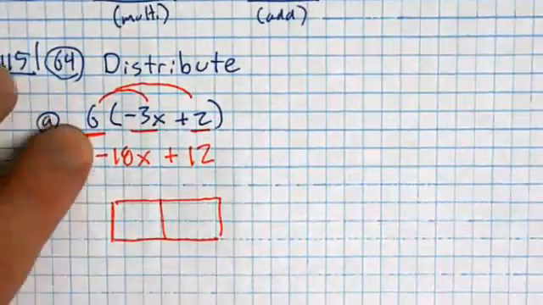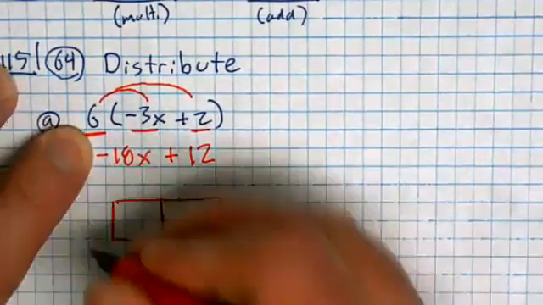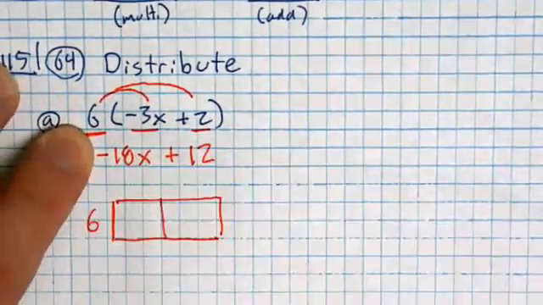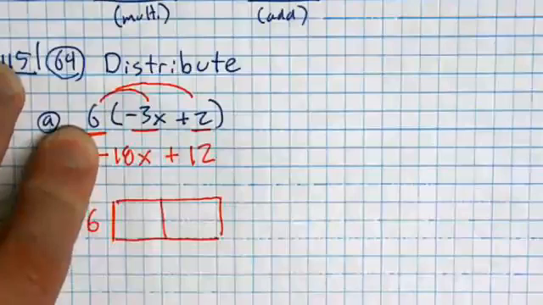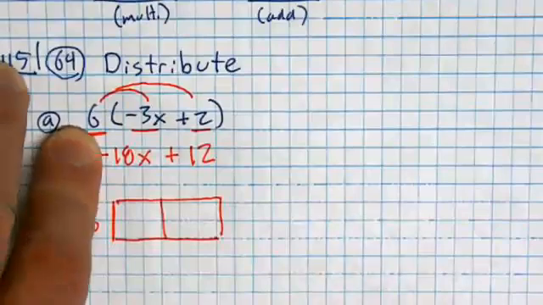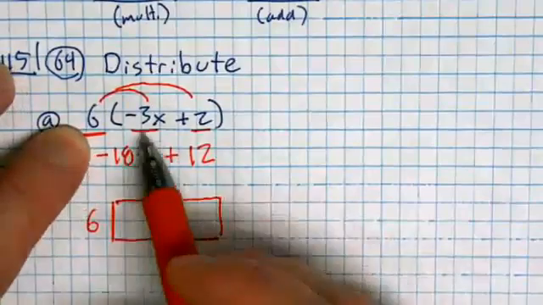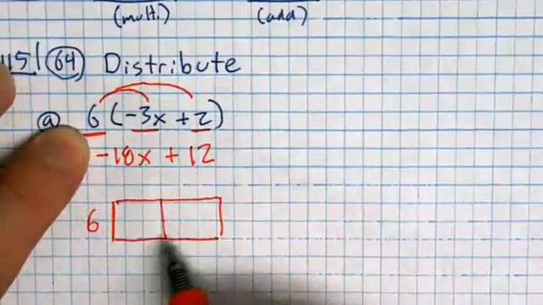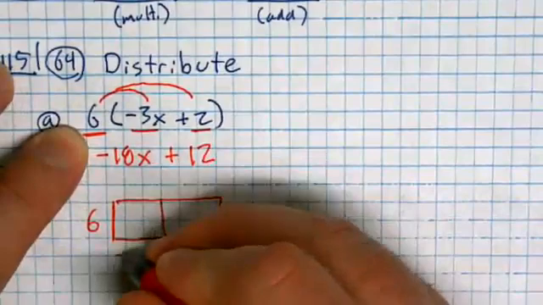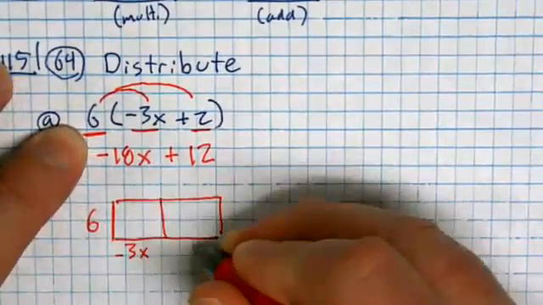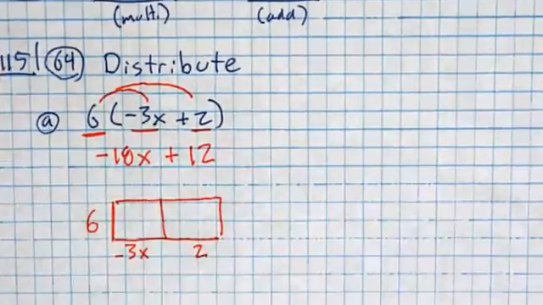The number that's out in front here, the 6, goes in front of the box. Can you put that away? Thank you. And then these 2 things are going to go underneath them. I'm going to separate them. One of them is negative 3x, and one of them is positive 2. So I'm kind of splitting them apart, and they're becoming their own things here.